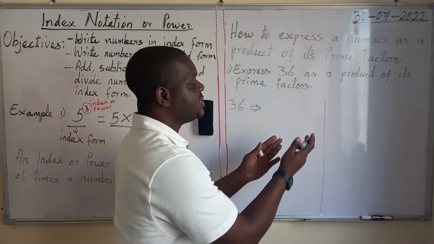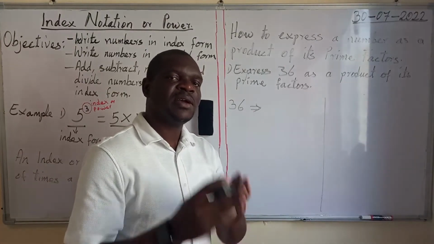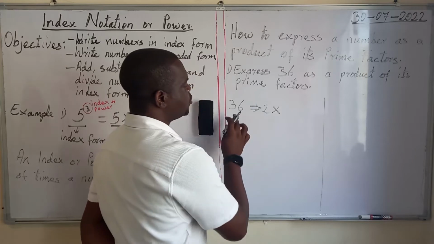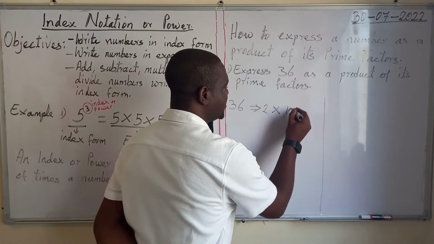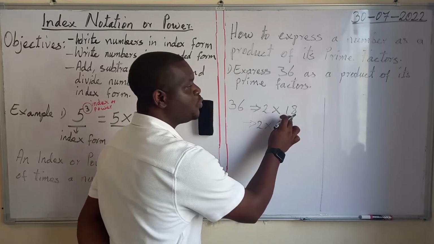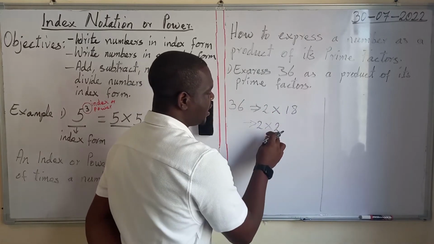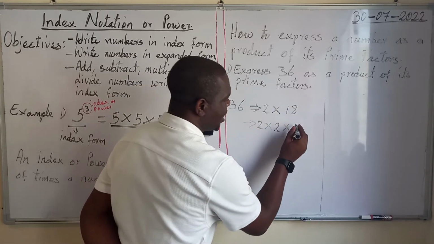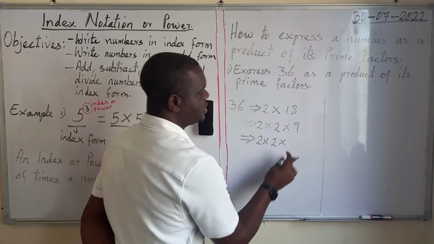How do we express 36 as a product of its prime factors? We will break it down using prime numbers. The first prime number we have is 2. So 2 times which number will give us 36? 2 times 18. We go down again. This 2 comes down. 18. How do we break 18? Using prime numbers. We take 2 and 2 times which number will give us 18? 2 times 9. We are going to break it further. 2 times 2 times 9.